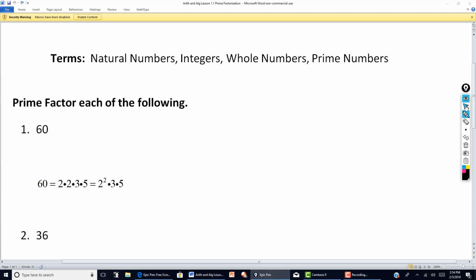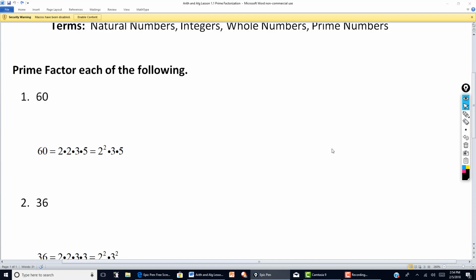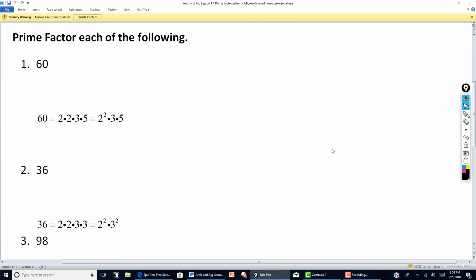Clear this. And then I would write it this way. 36 then is 2 times 2 times 3 times 3. And again, since I have two factors of 2, I can write that as 2 squared. Since I have two factors of 3, I can write that as 3 squared. Either way, at this particular point, we just want the factorization, so we could give either that answer or this answer.